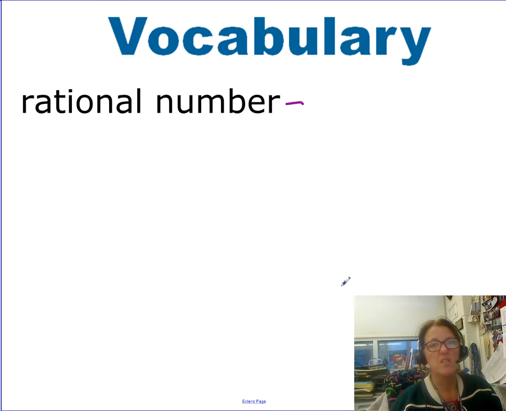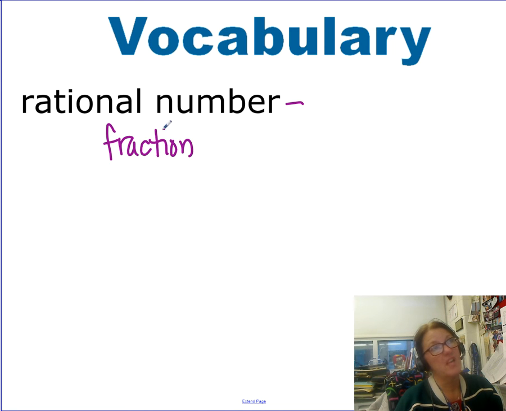vocabulary word. What is a rational number? Okay. Well, a rational number is basically a fraction. And when we write this fraction, we got the fraction bar, and you have a numerator and a denominator. And I'm going to use two variables, like the letter A and the letter B, like this.